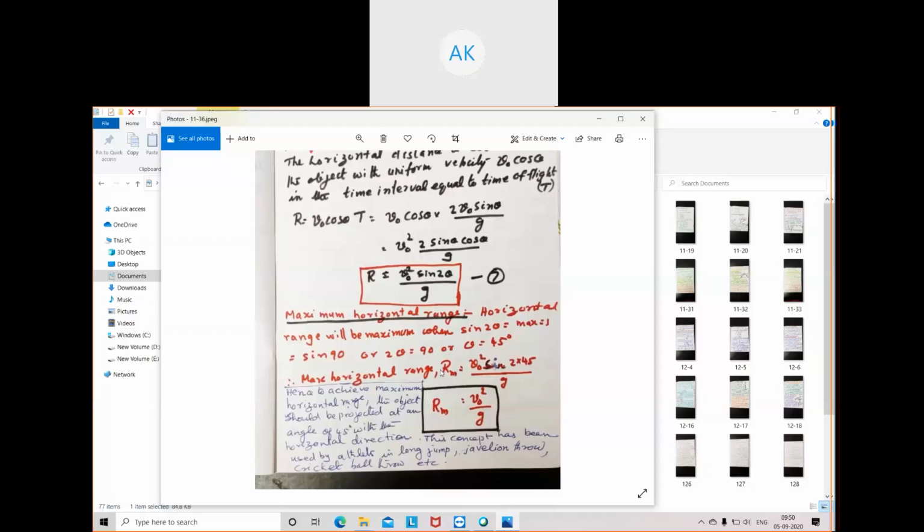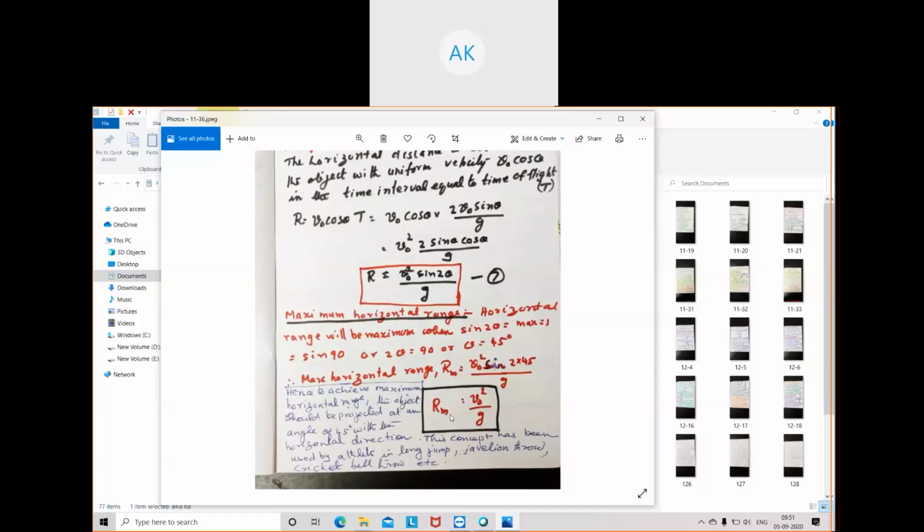Then maximum horizontal range, how will you find? In this equation, how does it become maximum? Sin 2 theta. If 2 theta is 90, then range will be maximum. When is 2 theta 90? Theta equal to 45 degree. Theta equal to 45 degree, 2 theta will be 90, and sine takes its maximum value 1, then range will be maximum. So Rm, range maximum.